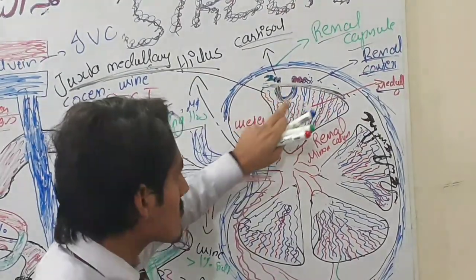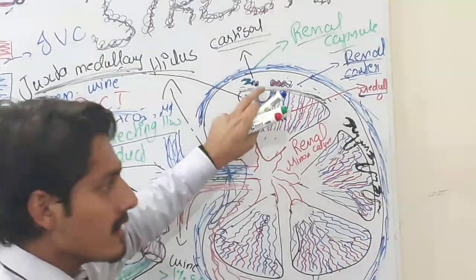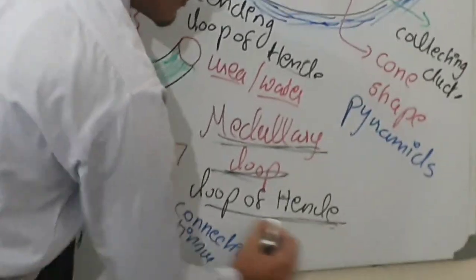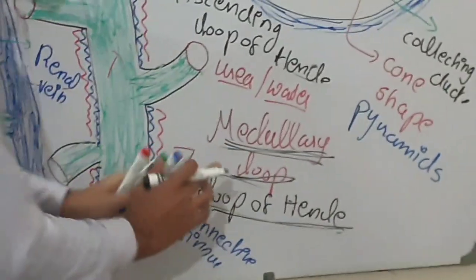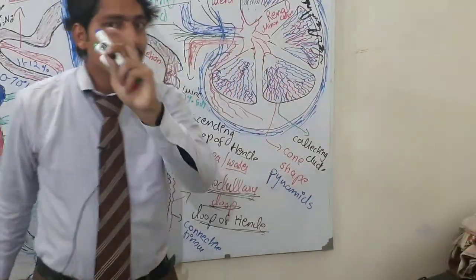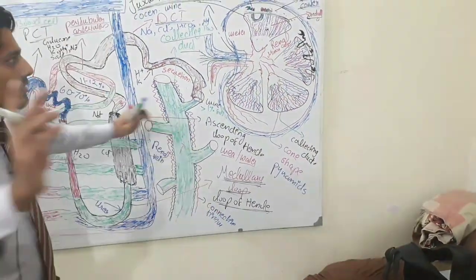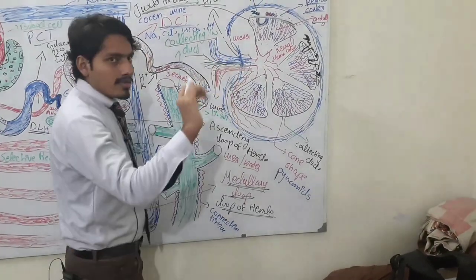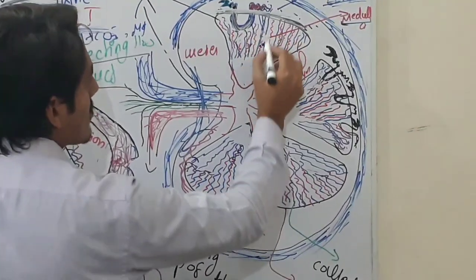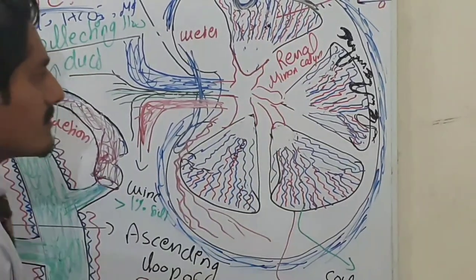There is a U-shaped structure called the loop of Henle, which is present inside the medulla. Therefore, it is called the medullary loop of Henle, or medullary loop, because this loop is present inside the medulla. Clear? So this is the basic structure, and you see there are striations present inside the pyramids.